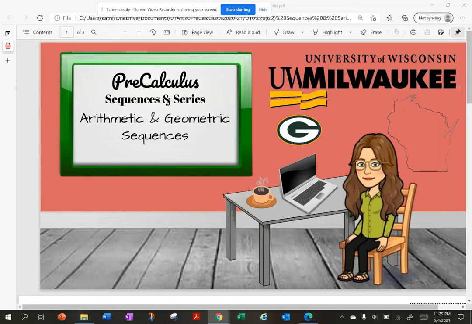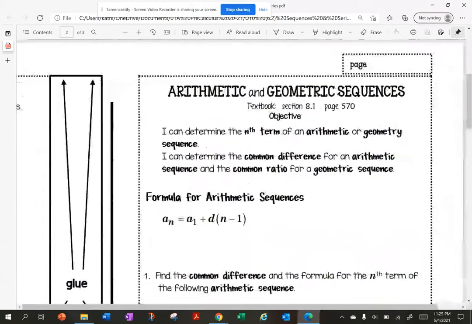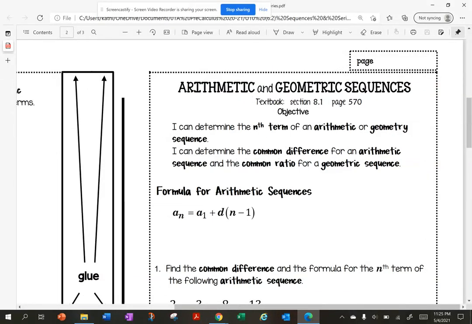Today's lesson is arithmetic and geometric sequences. So we are going to review some stuff and then extend it from Algebra 1 and Algebra 2. My learning goal for today is I can determine the nth term of an arithmetic or geometric sequence, and I can determine the common difference for an arithmetic sequence and the common ratio for a geometric sequence.